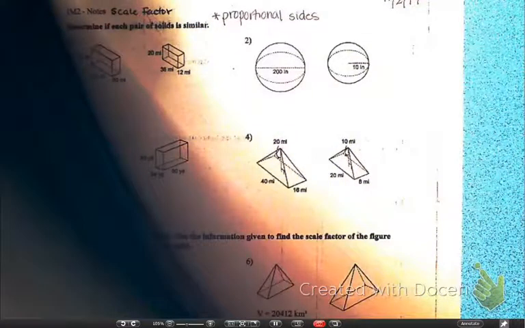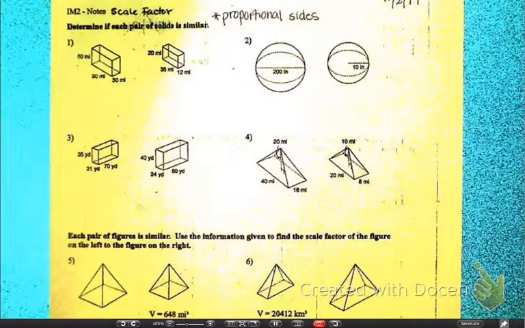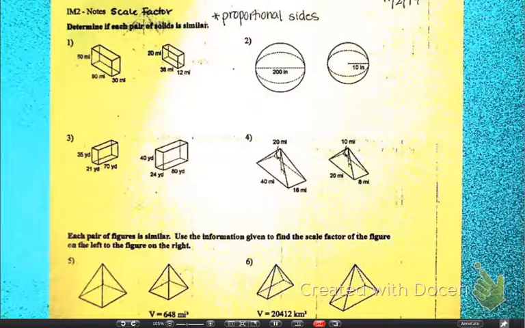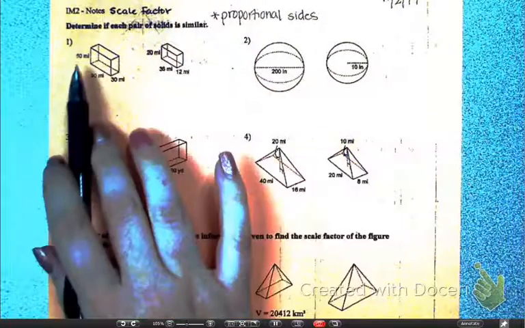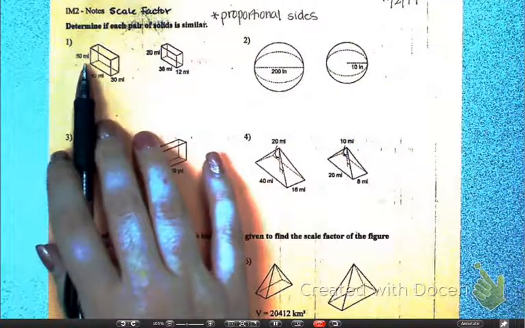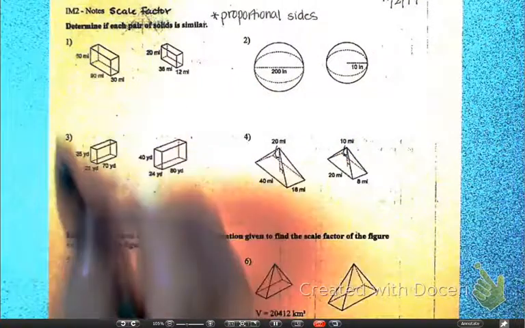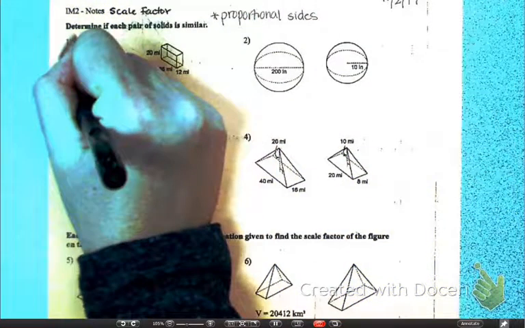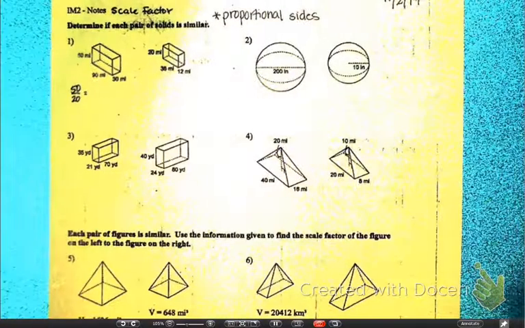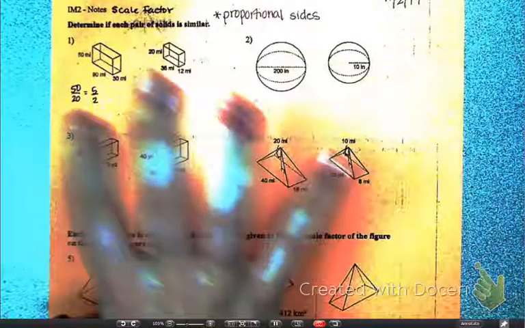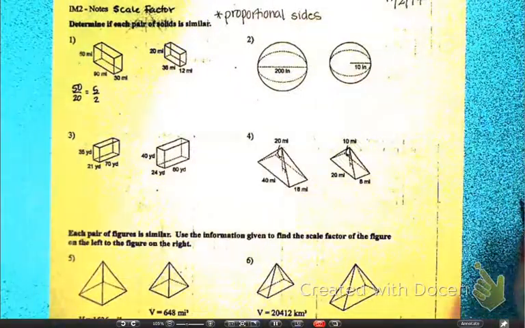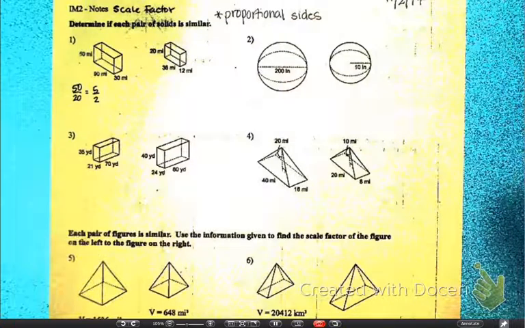Now, when we were showing figures were similar and we were showing proportional sides, all the sides had to have the same scale factor, right? So, for instance, if I'm taking 50 from this figure, what would I compare it to in the smaller figure? 20. And what is 50 over 20 reduced to? 5 over 2. Which means all of my sides, my length, my width, and my height, because that's how I would find the volume, need to all be proportional.